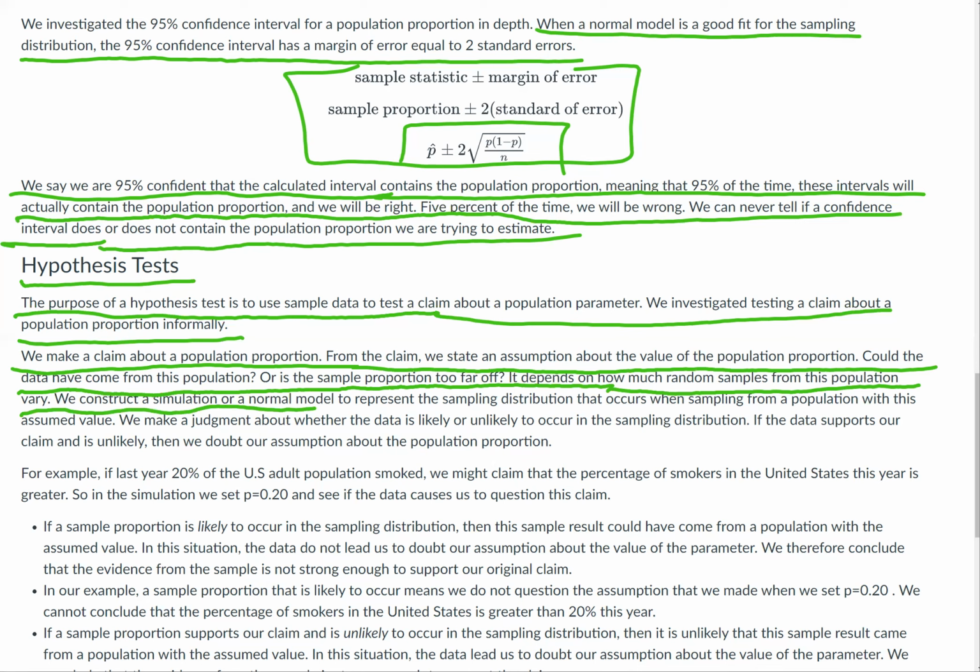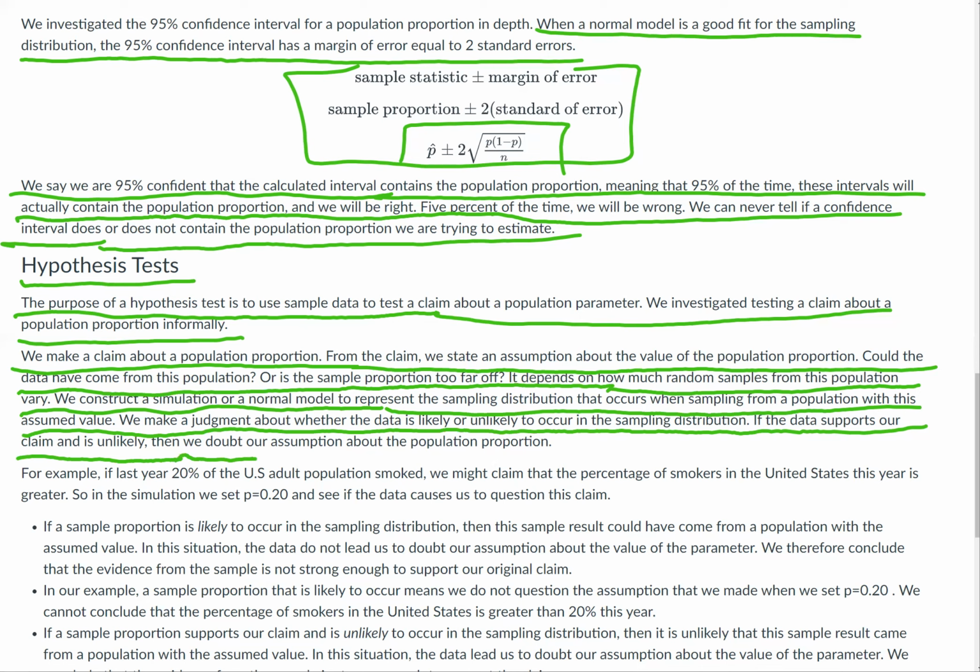We construct a simulation or a normal model to represent the sampling distribution that occurs when sampling from a population with this assumed value. We make a judgment about whether the data is likely or unlikely to occur in the sampling distribution. If the data is unlikely, then we doubt our assumption about the population proportion.